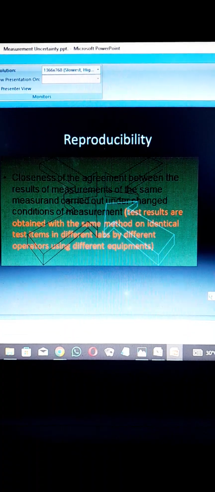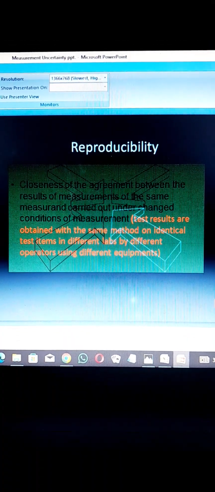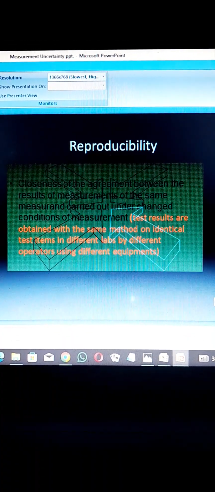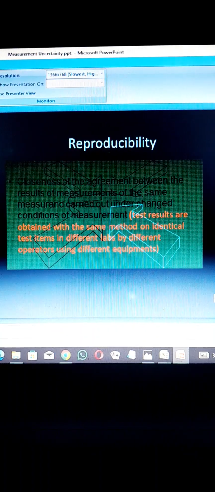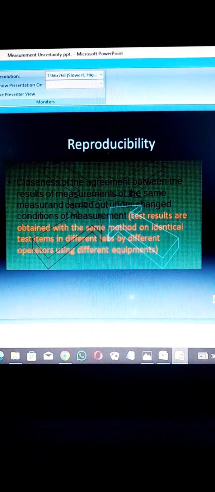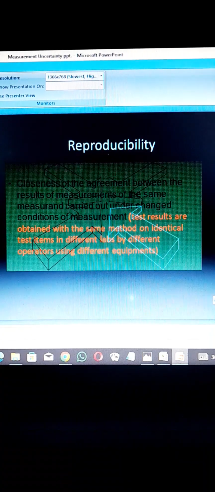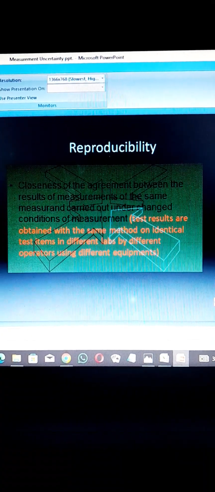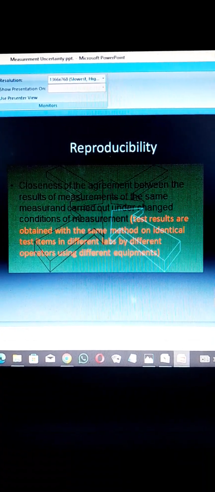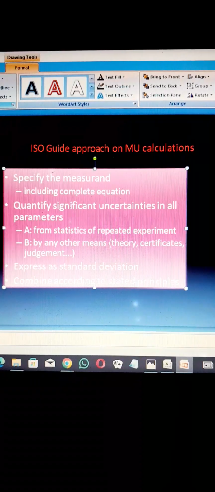In reproducibility, it is the closeness of agreement between the results of measurements of the same measurand carried out under changed conditions of measurement, and the test results are obtained with the same method on identical test items in a different lab by a different operator using different equipment.